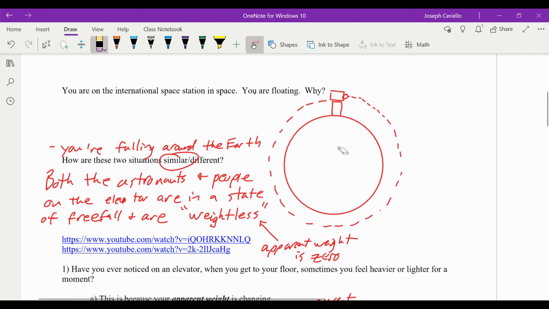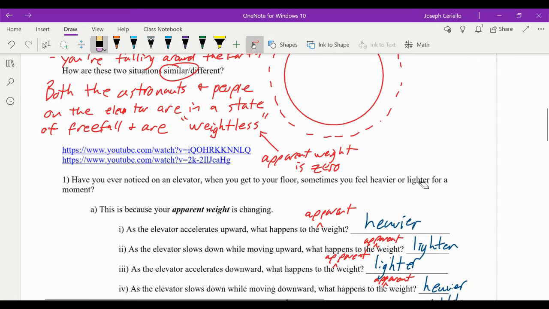So how are these two situations different? The cable being cut on the elevator and a person on the International Space Station. In both cases, the astronauts and the people on the elevator are in a state of free fall. Okay, and we say they are weightless. Not that they don't have weight; they totally have weight. All right, they definitely have a weight. That's a force of gravity acting on them. It's just that they're apparently weightless.